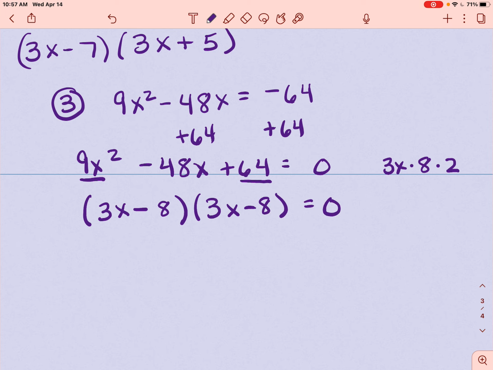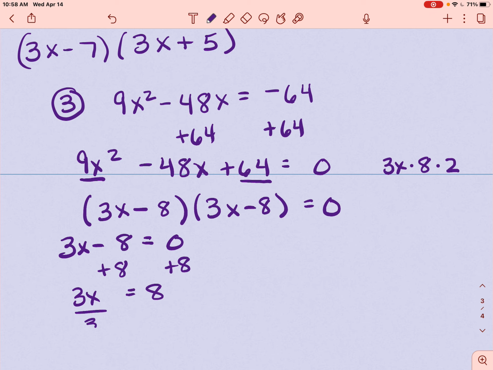And seriously, if I'd done AC factoring, I would end up with the same answer. It's just big, right? 9 times 64 gives me a big number to factor. In this case, I have 3x minus 8 equals 0. That's happening twice, so I don't really need to write it out twice. It's happening for kind of a fun reason. I'll show you in just a second. x equals 8/3. 8/3 is close to 3, but not quite.